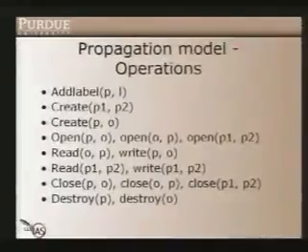I have the following operations, and I'm not going to go into too much detail here. Basically, we have the adding of a label, the creation of subjects on the system. Then we have opening and closing of channels, as well as reading and writing to and from them, and we can destroy principals and objects. So during each of those operations, the label sets of the involved parties might or might not have to be updated.